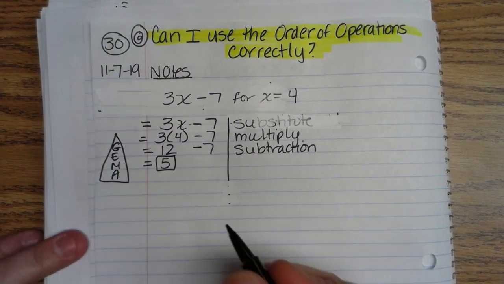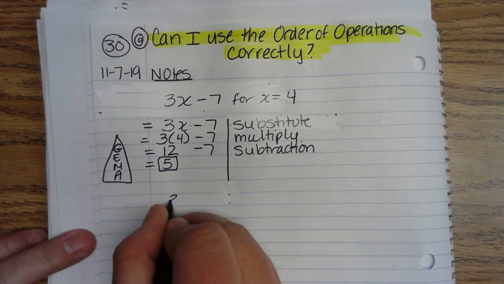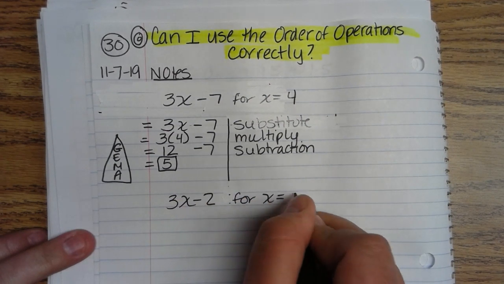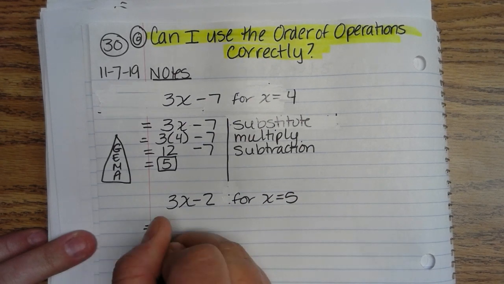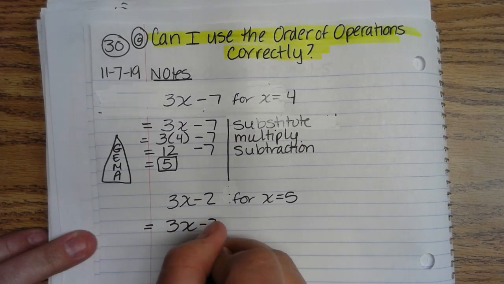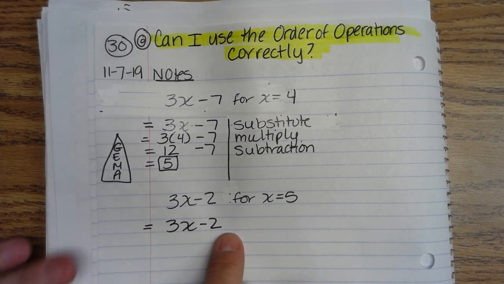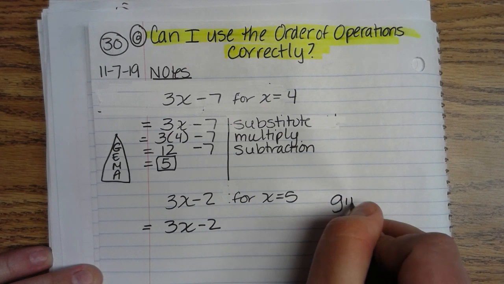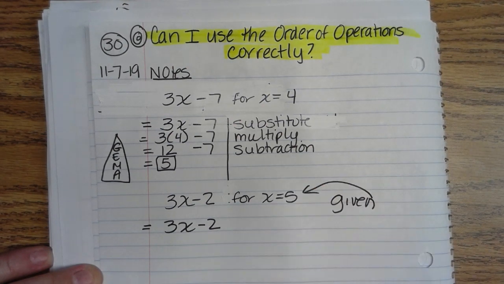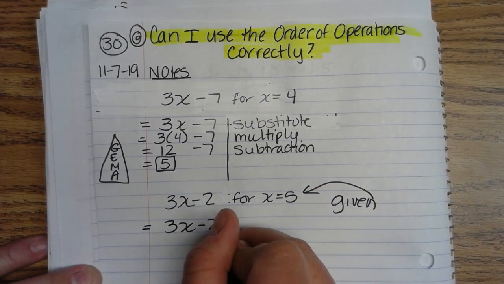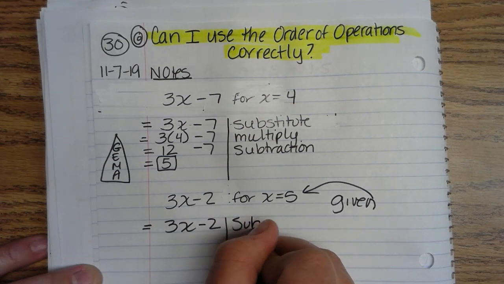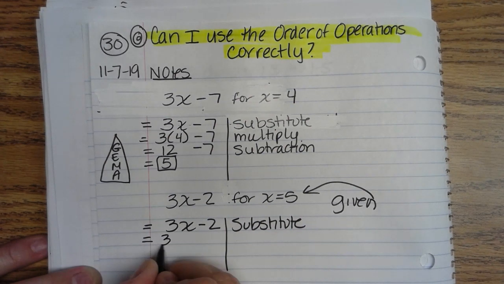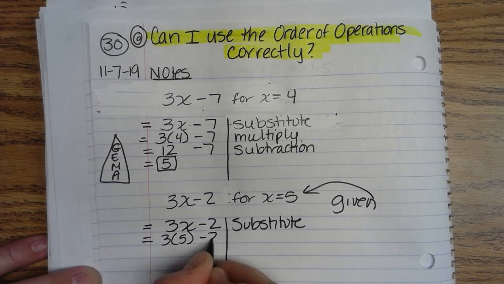Our next problem that we're going to do is 3x minus 2 for x equals 5. We'll start by rewriting my problem, 3x minus 2. When we rewrite the problem like that, we're just acknowledging that that's the problem that was given to us. This is what is given right here to us. So the first thing that we're going to do is we're going to substitute so that we can go ahead and evaluate it. And we get 3 times 5 minus 2.